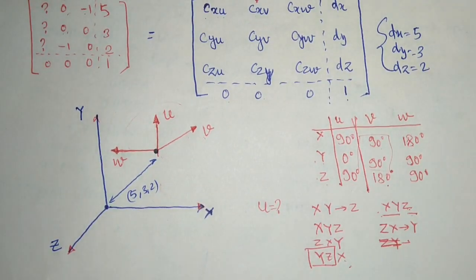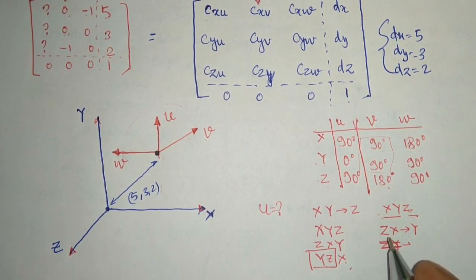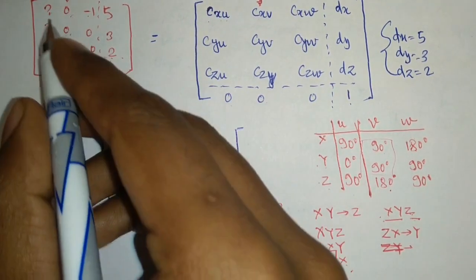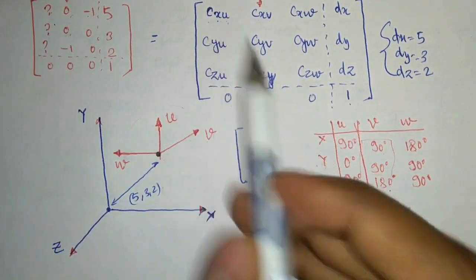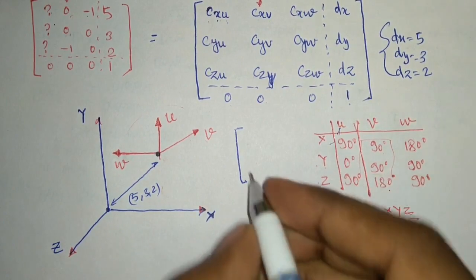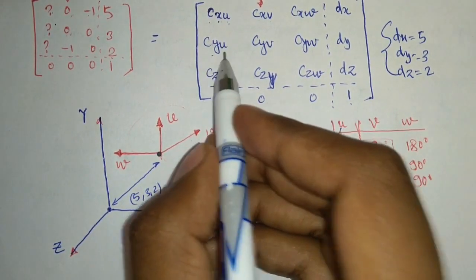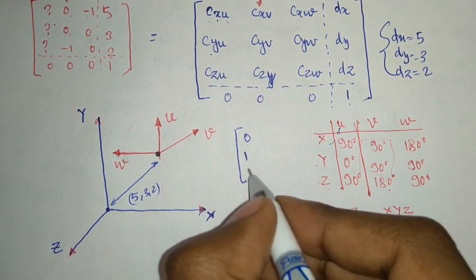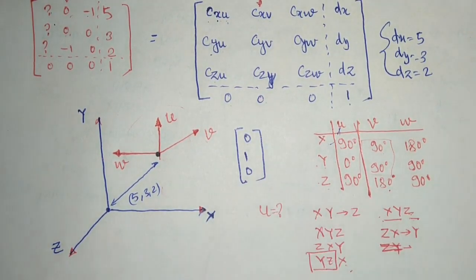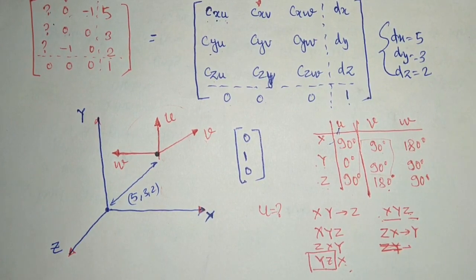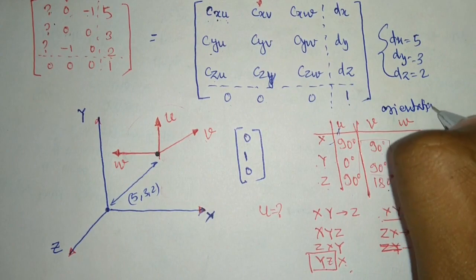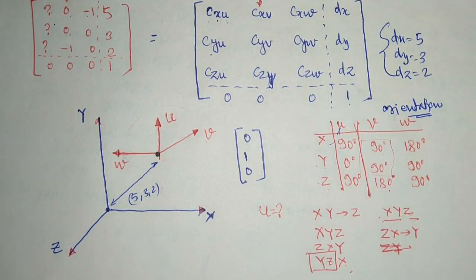So what will be my missing elements, and how will these vectors look like? These missing three elements are the x and u angle, which is 90 degrees, means 0. Then y and u angle, that is 0, and gives 1, and then z and u, that is 90 degrees, means 0. So that is my three missing elements, and I have calculated the orientation here, and I have calculated the position as was asked in the question.